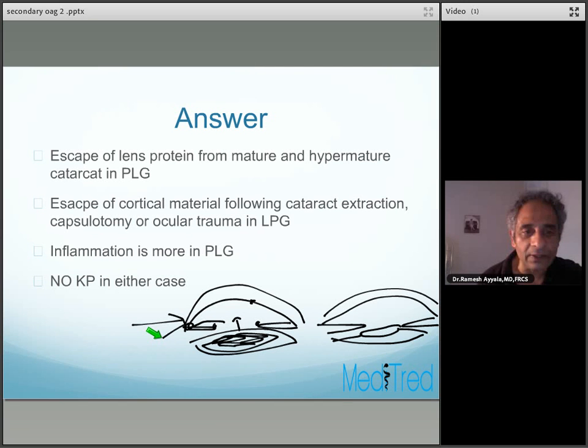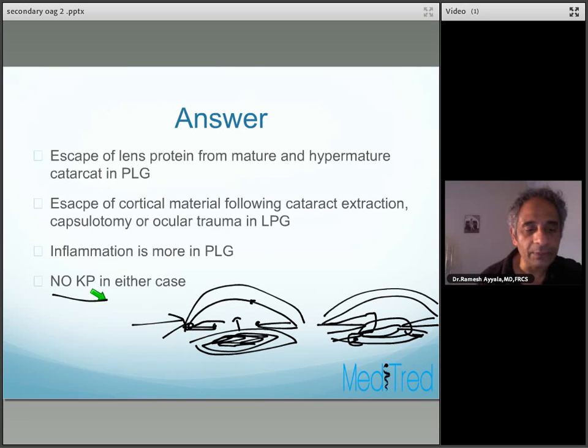Whereas in the lens particle glaucoma, you will see that there is an opening in the capsule that's already made, and this opening could be following cataract extraction, could be from trauma. Whatever the situation is, the capsule is already open, and the retained cortical material is trying to escape out through this open capsule into the anterior chamber and then consequently into the trabecular meshwork, causing the obstruction to the trabecular meshwork, outflow pathway, and glaucoma to happen. In neither of these cases will you see KPs, but like I mentioned, you can see the fluffy lens material scattered in the anterior chamber.